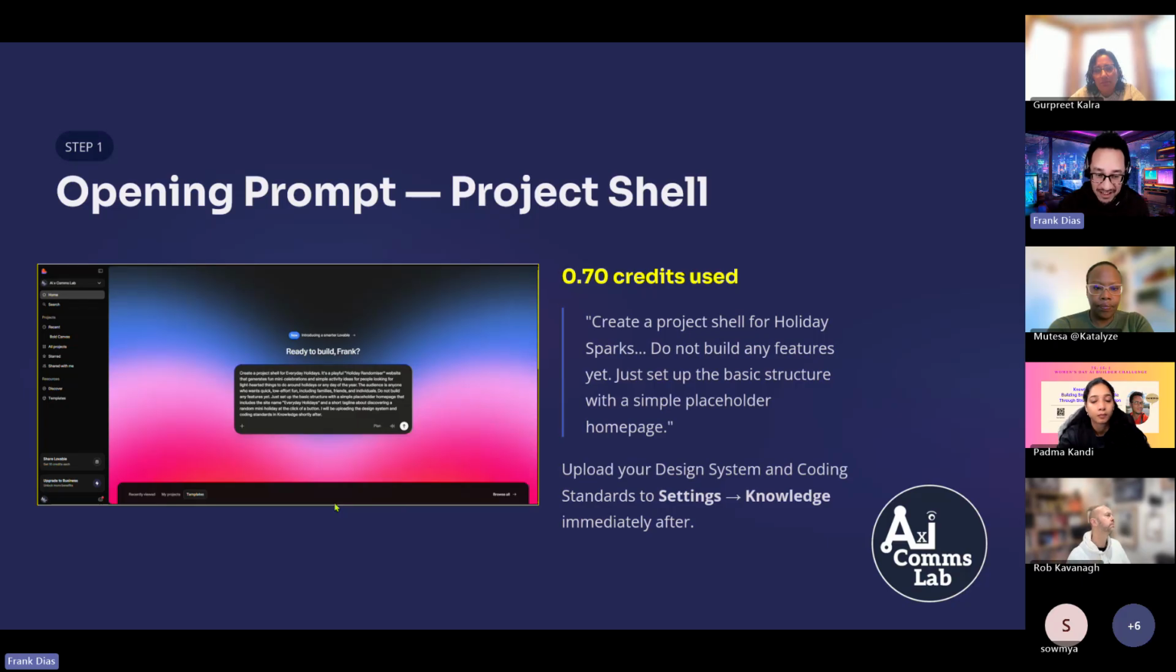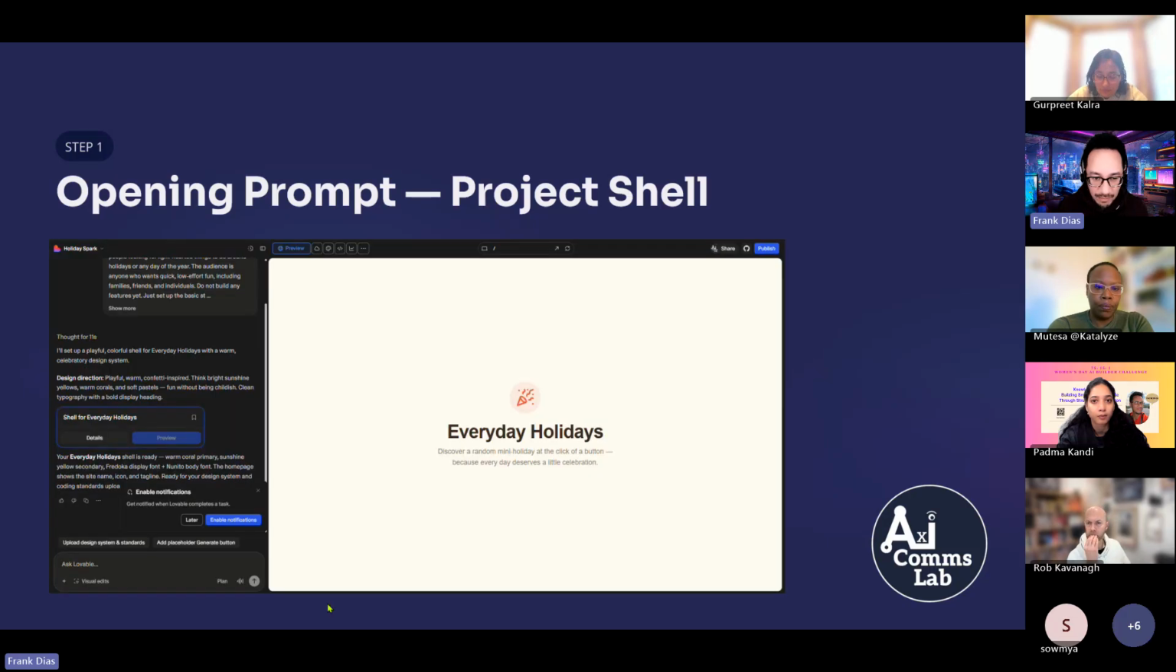Once that starts to build, we can put the knowledge from those templates into the knowledge section under settings. As you can see in this example, the project shell used just 0.7 of a credit. Whereas if you put your full idea into that, it will go about building the entire web app, and before you know it, you're eating into credits already. So think about that project shell to begin with.